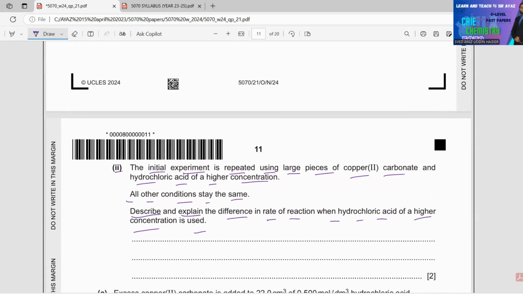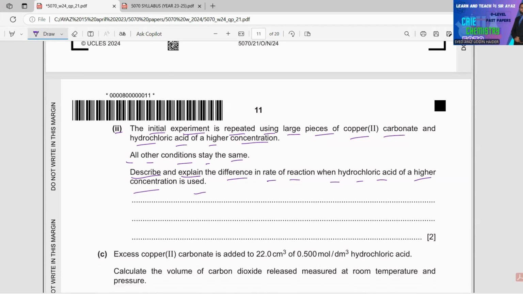Definitely the rate increases, but you will not get marks for this. It's 2 marks, so it's obvious that the rate will increase. So you can write either the reaction is faster or the rate increases. Now for the 2 marks, you have to mention there will be more particles per unit volume.